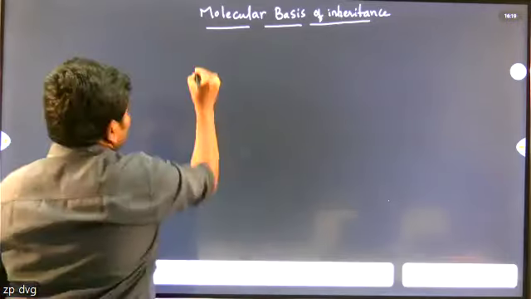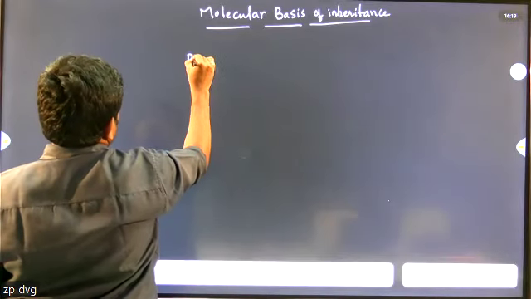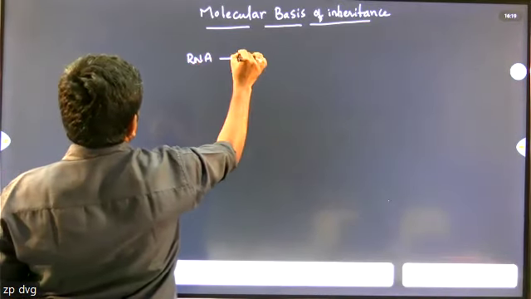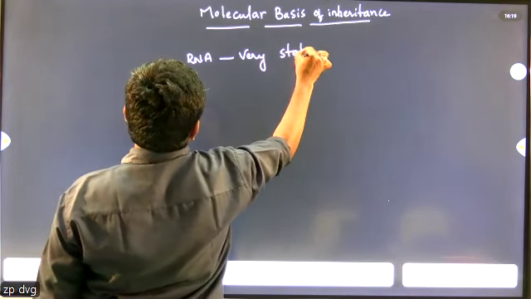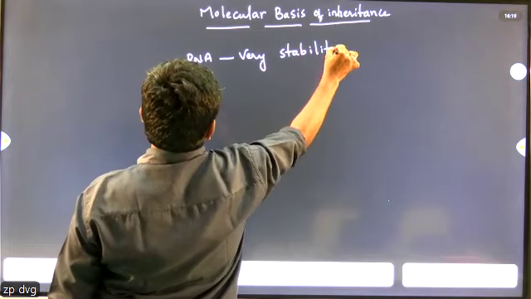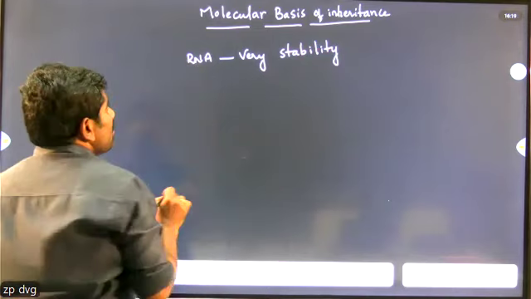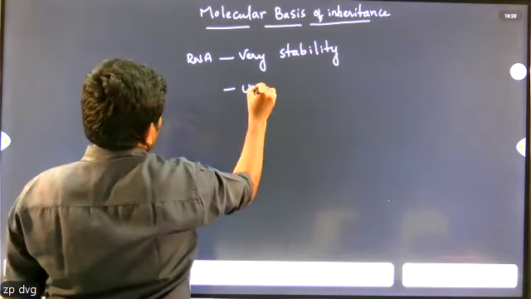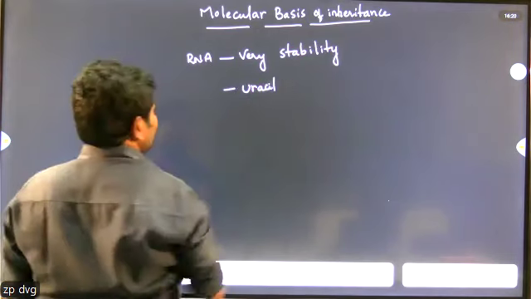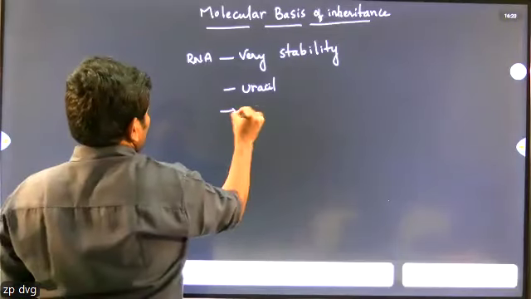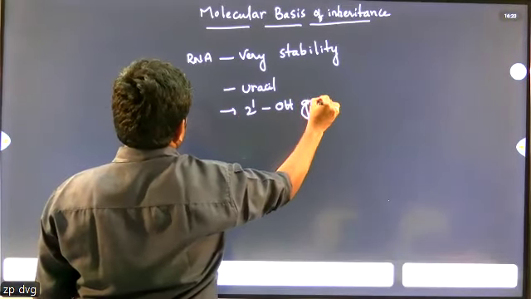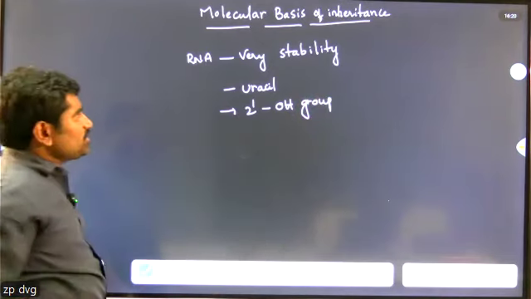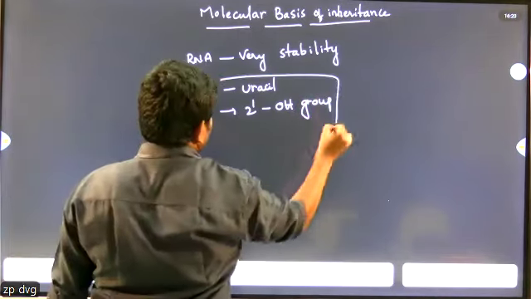RNA doesn't have stability. RNA has very little stability. What is the reason for this? One reason is that RNA has uracil. Another is that RNA has a 2' OH group. We will discuss what the 2' OH group is. Because of these two things, RNA has very little stability.